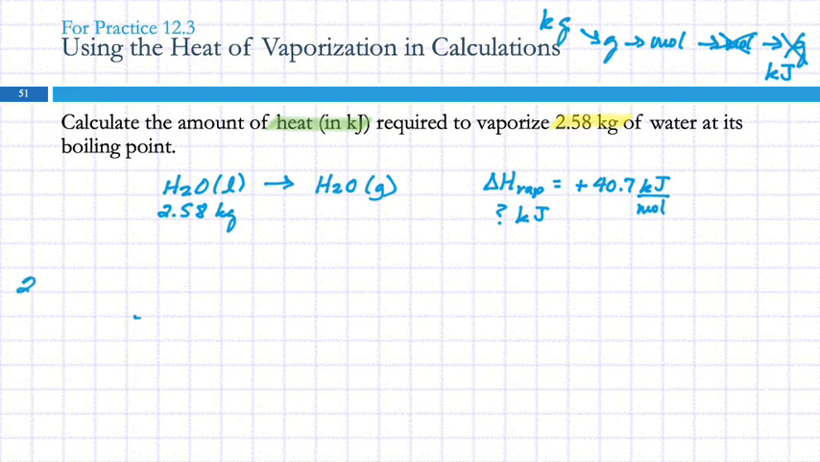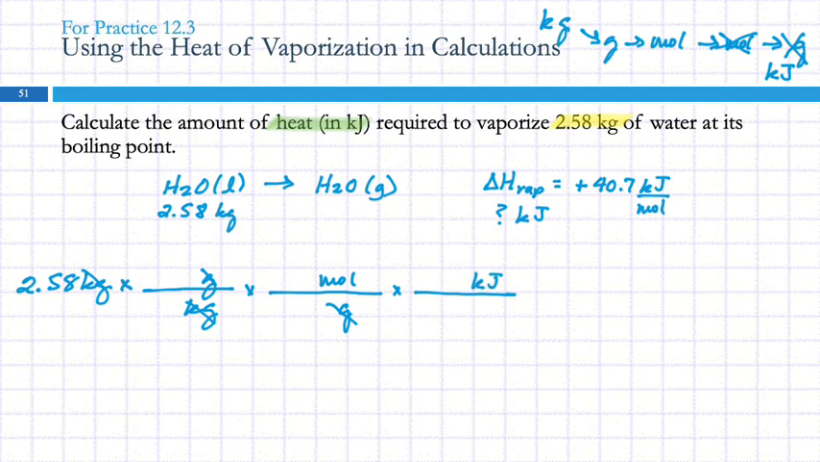So we're going to start with 2.58 kilograms, and we're going to convert that to grams of water. We'll divide by kilograms, and then we're going to convert that to moles of water, dividing by grams. And then we can go straight to kilojoules, dividing by moles, because this term here gives us the relationship between kilojoules and moles. It's 40.7 kilojoules per 1 mole of water.